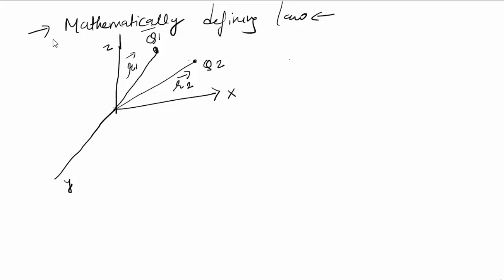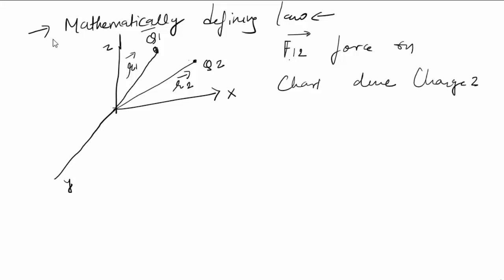So my resultant vector, I want to find the force F12, which is the force on charge 1 due to charge 2. Coulomb defined the law which says that the force in this case will be directly proportional to the charges, that is q1, q2, and inversely proportional to the distance between the two charges.